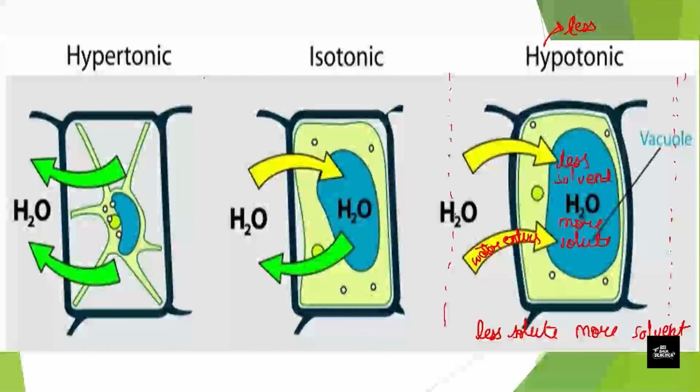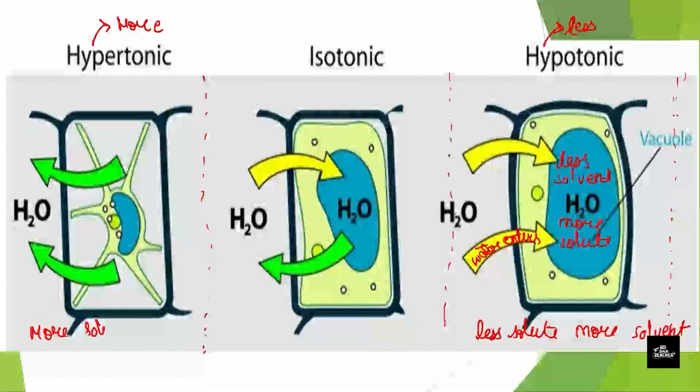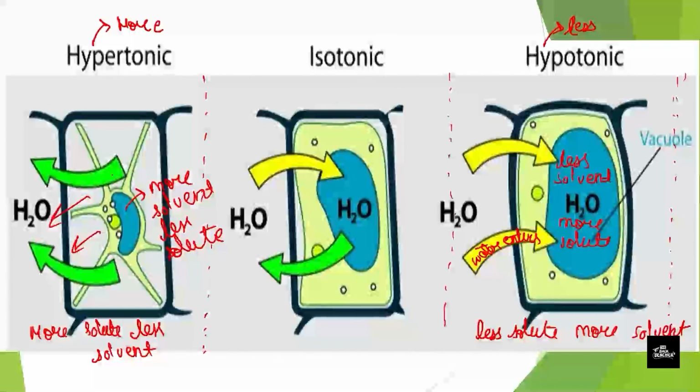Now quickly understand what is hypertonic solution. It is just going to be the opposite of hypotonic solution. If you remember the meaning of the term hyper, it means more. That means the outside of the cell consists of more solute and less solvent, and the inside of the cell consists of more solvent and less solute. That is why water is going to come out of the cell. You can see there are two arrows indicating exit of water. So I'm writing exit of water over the arrows.